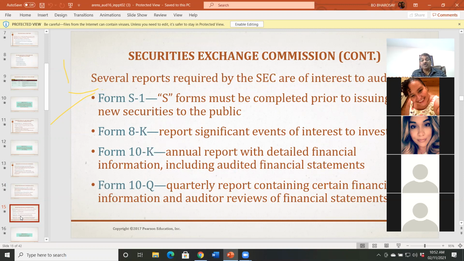They require you to file Form 8-K to report significant events of interest to investors. A change of auditor or a change of accountant is a significant event. They require Form 10-K, which is the annual report that contains annual financial statements, and Form 10-Q, which is the quarterly report that contains quarterly financial statements.